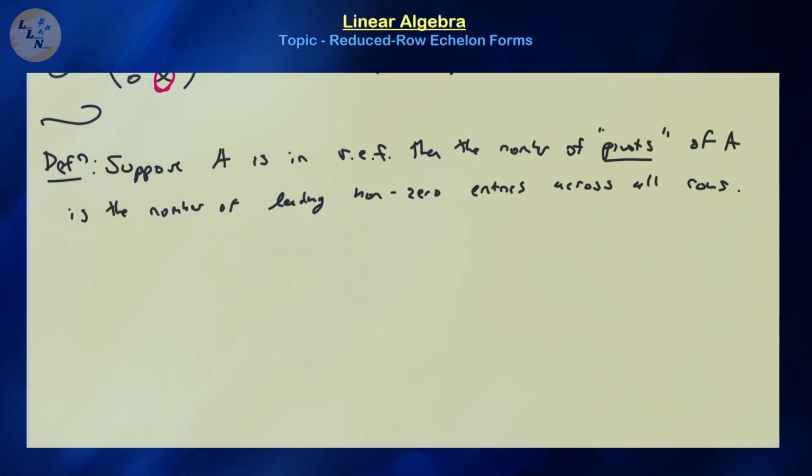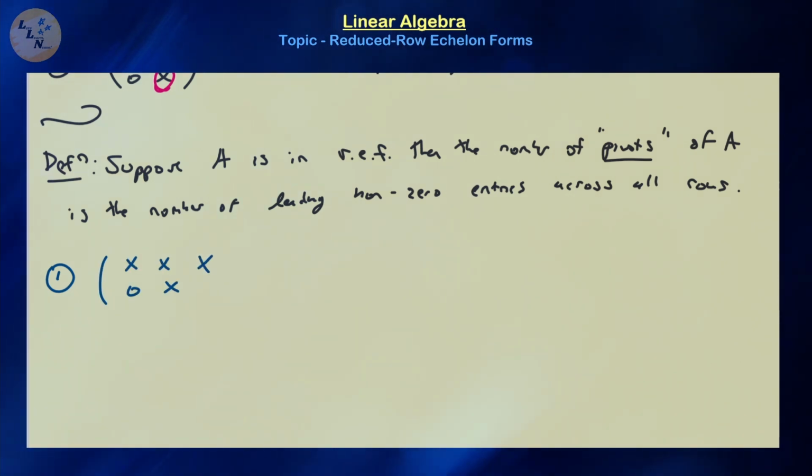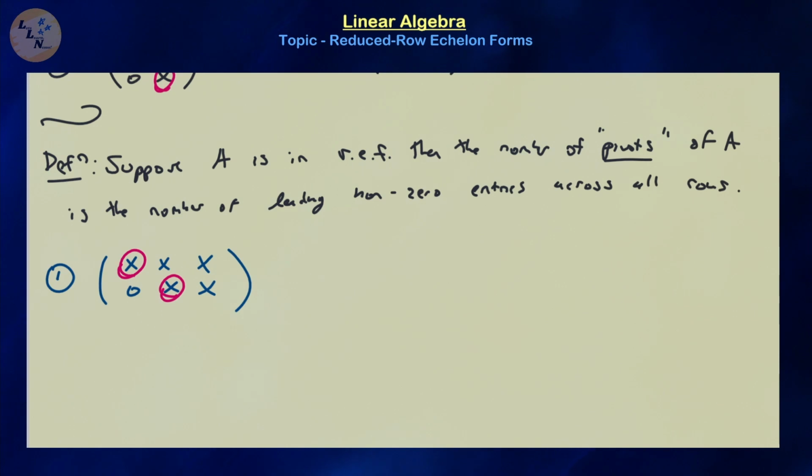So let's consider some row echelon form matrices. Example 1. Suppose we have x, x, x, 0, x, and x. That is in row echelon form, and you should be able to identify it. So where are the leading coefficients? The leading coefficient is there, and the leading coefficient is there. Since those are the leading coefficients across all rows, the number of pivots in this matrix is equal to 2.